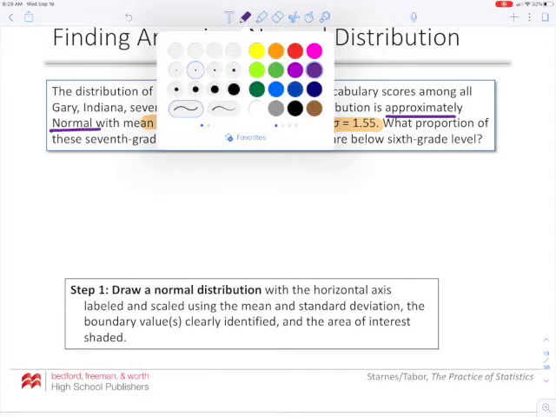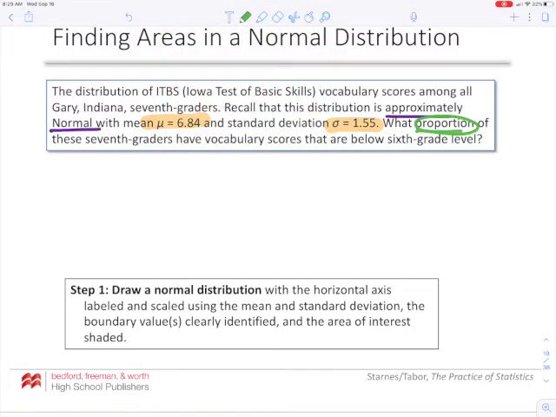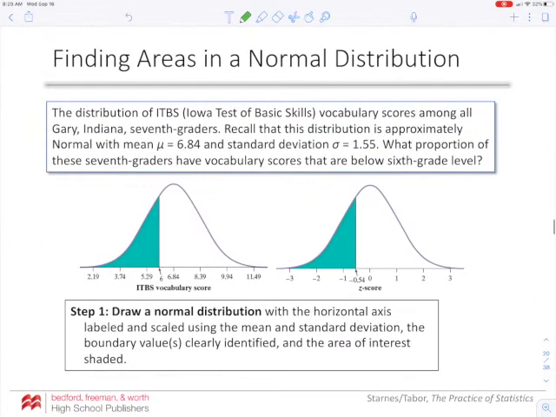The question that we're being asked is what proportion of these 7th graders have vocabulary scores that are below 6th grade level. It's very important that you know if you're looking above or below. So the first step is going to be to draw the normal distribution. So we have the original graph, and then we have our normal distribution. Now we still have that standardized score negative 0.54, which represents that 6.